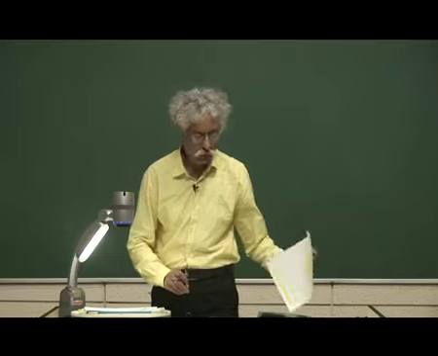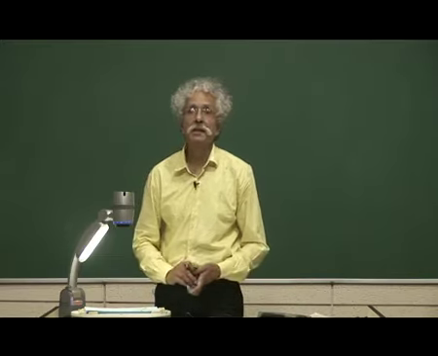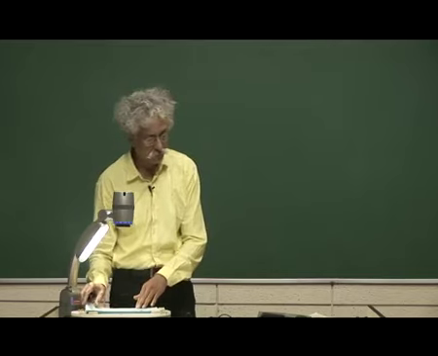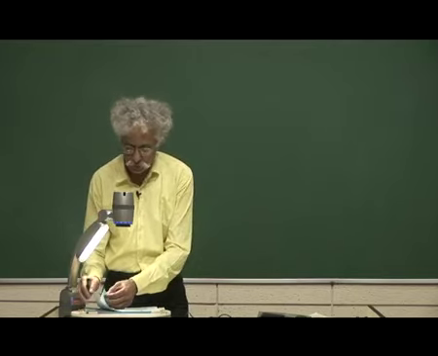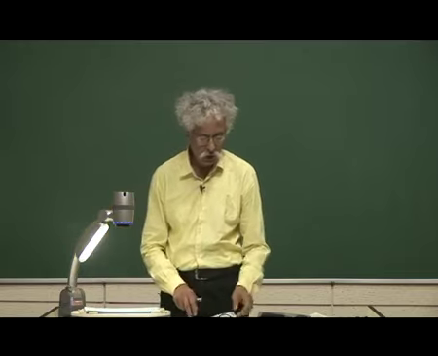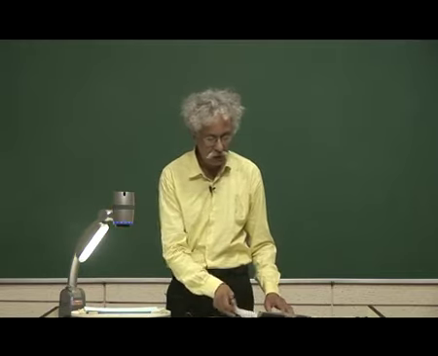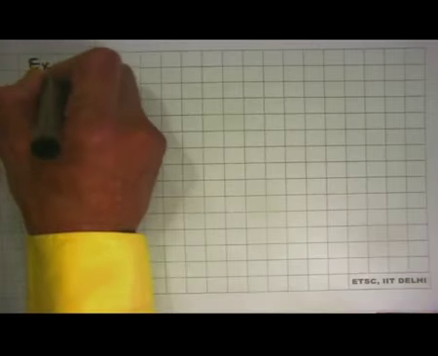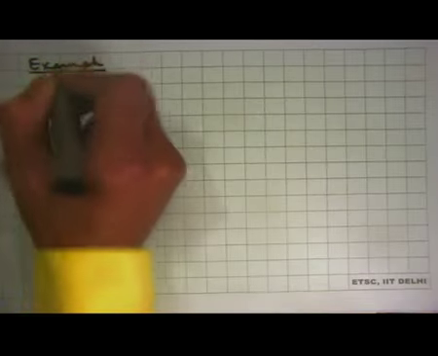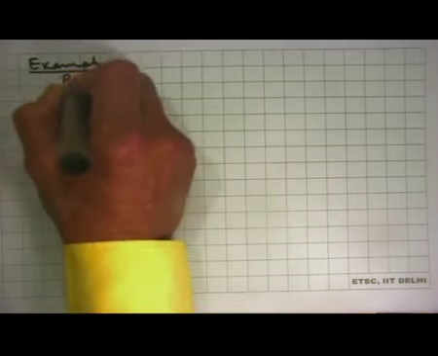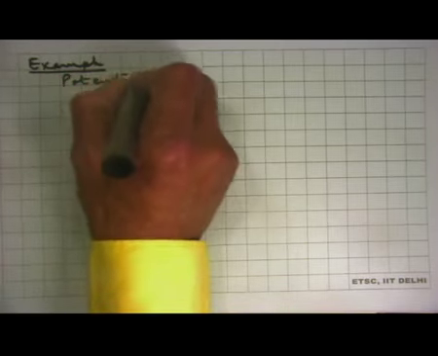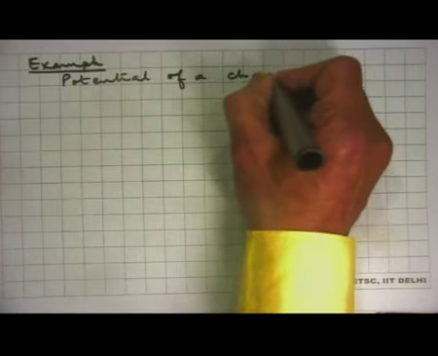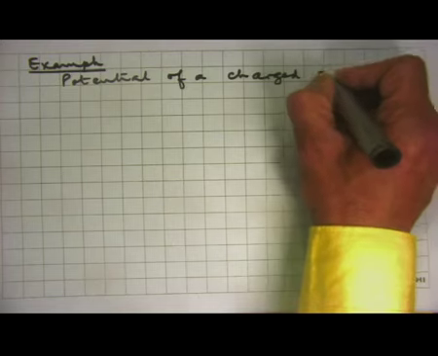So, we can use the superposition principle to obtain the total potential at any point in the presence of multiple charges. Now I want to discuss some examples to show you how I can calculate the potential. So, first let us start with the first example: potential of a charged conducting sphere.